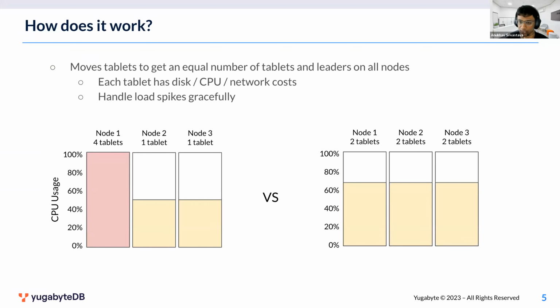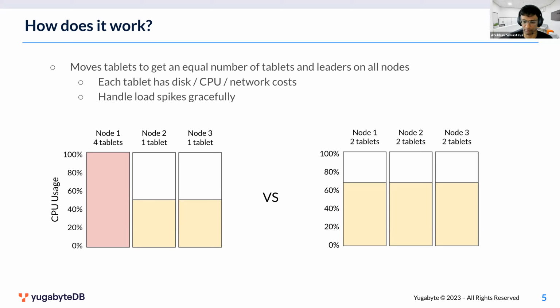On the other hand, if we look at the cluster on the right, which was balanced, all of the nodes have scaled up equally, and the cluster is functioning as expected. So I've put CPU usage on the axis here, but really you can imagine this could be any sort of disk IO as well, or network cost, right?